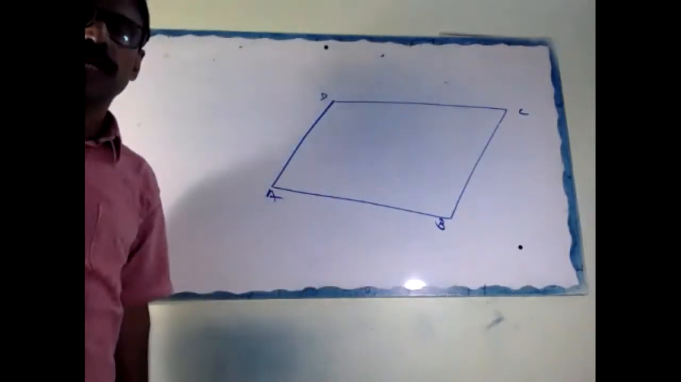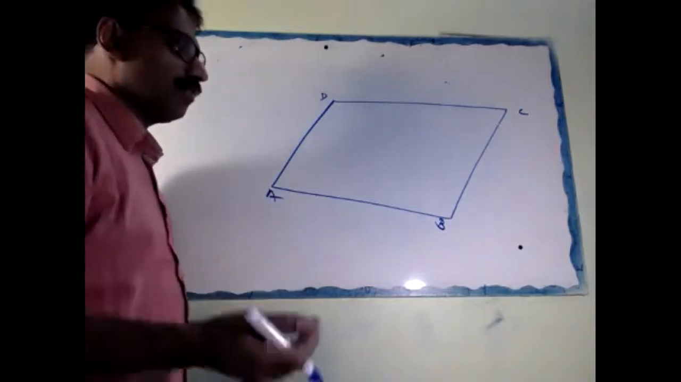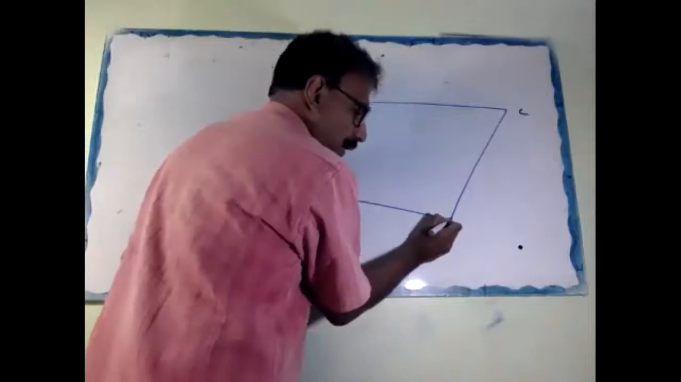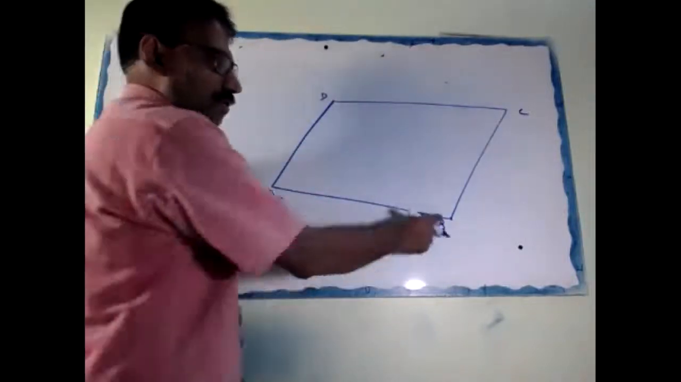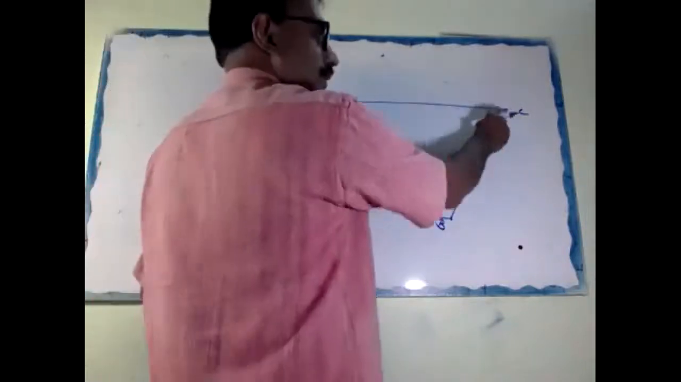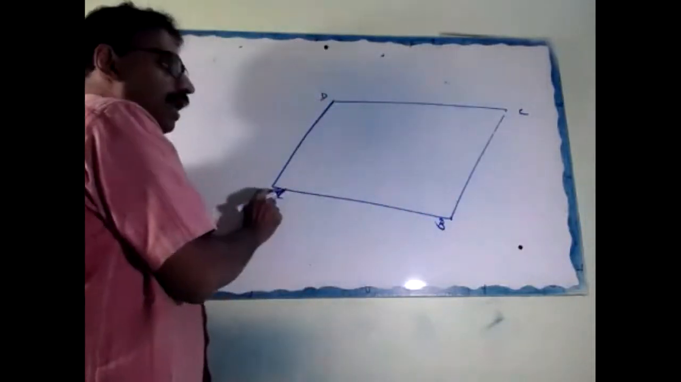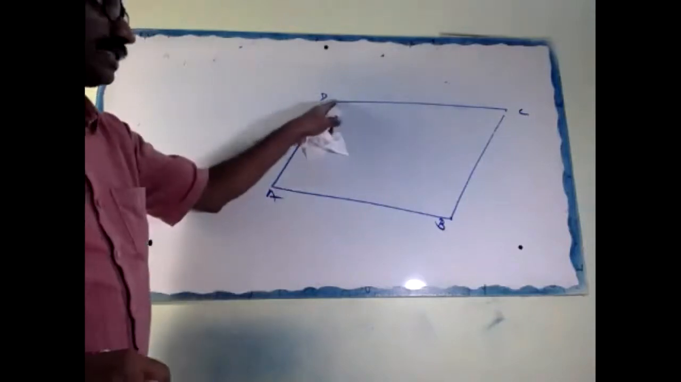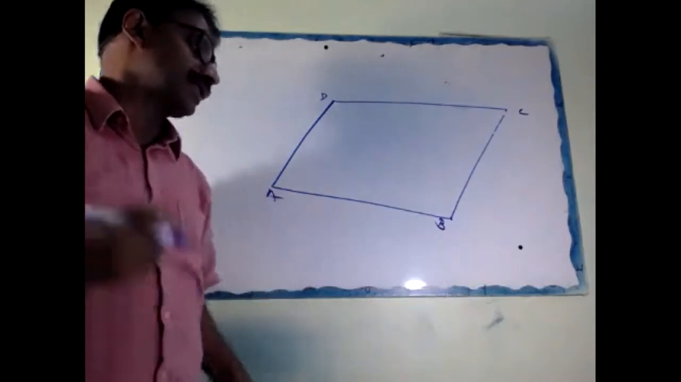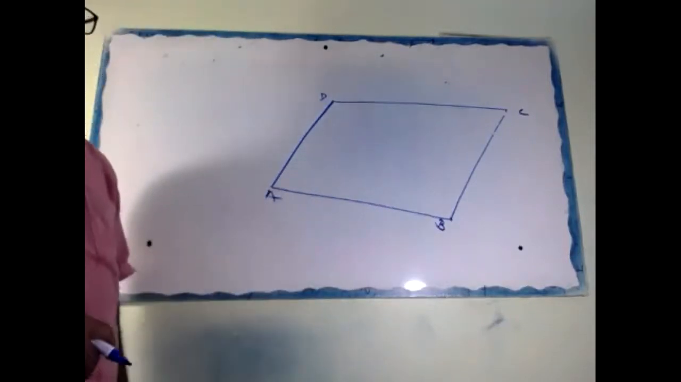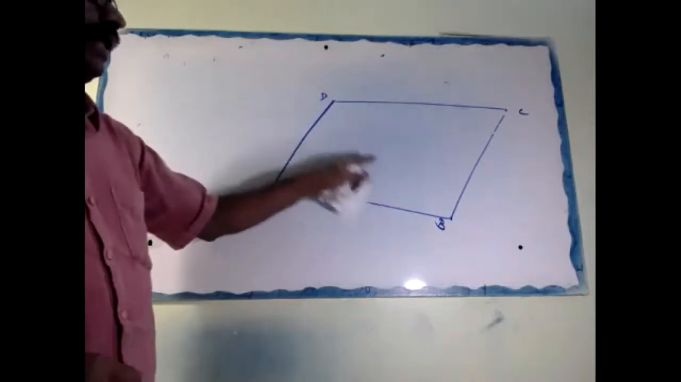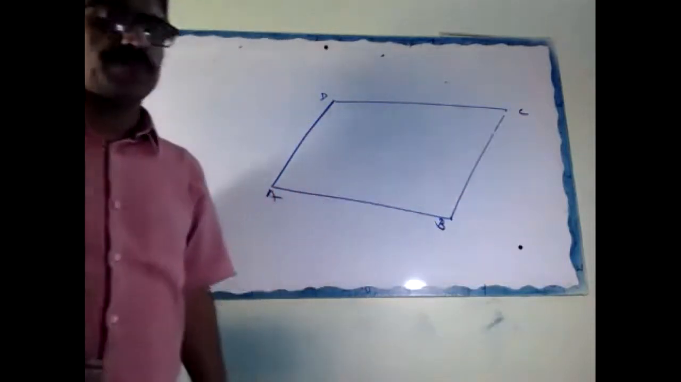Why are we calling them adjacent sides? They have a common vertex. That means AB and BC, B is the common. That's why adjacent sides. BC and CD are adjacent sides because C is the common. CD and DA are adjacent sides because D is the common. DA and AB are called adjacent sides because A is the common. AB and CD are called opposite sides. AD and BC are also called opposite sides.